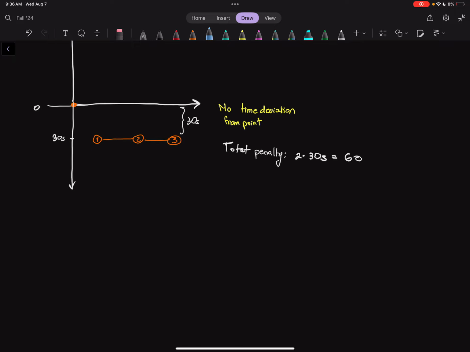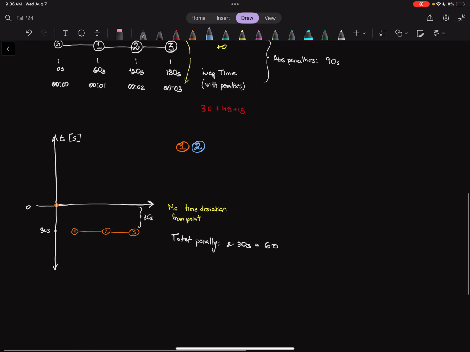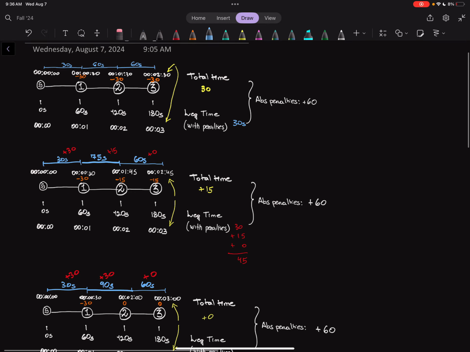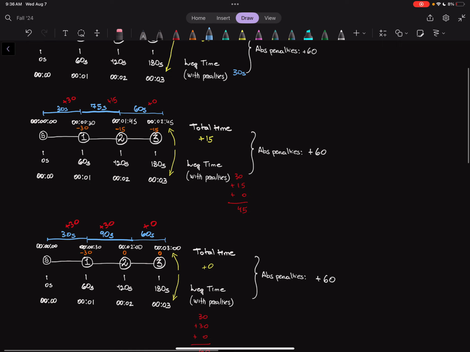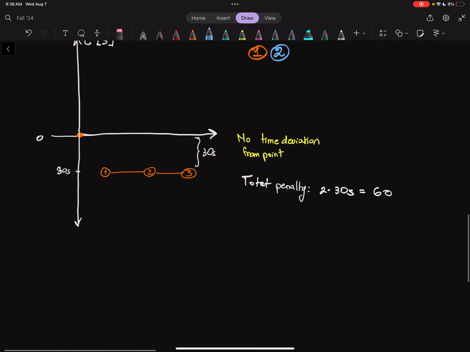The second scenario was right here. You got 30, 15, and 0. So you start from here again, but then you're 30, so this is also your second scenario, but then you get to 15, and then you get to 0 here at your third point. So this is what it looks like.